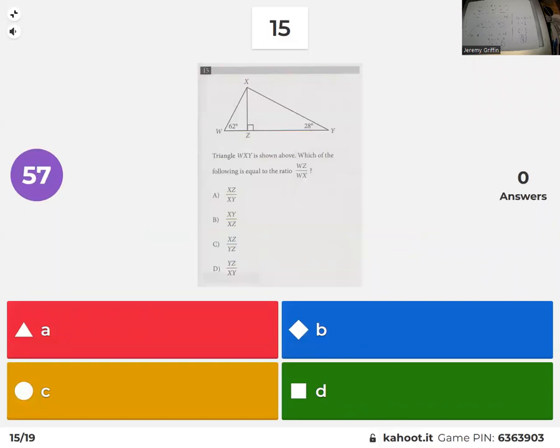Ooh, I like this question. Triangle WXY is shown. Which of the following is equal to the ratio WZ over WX? So this tiny bit here divided by this bit.